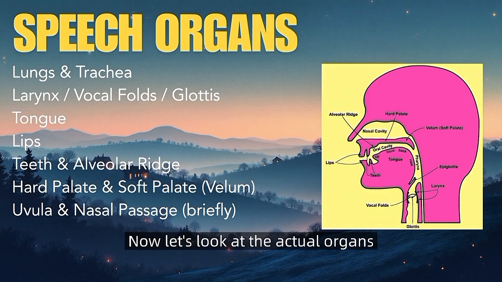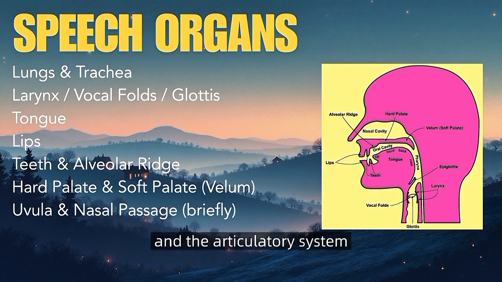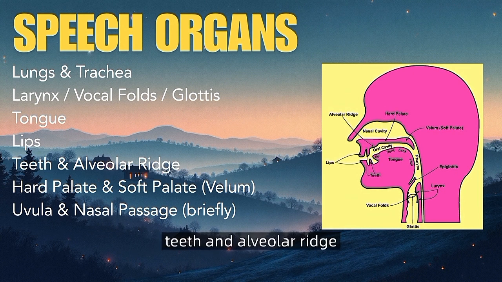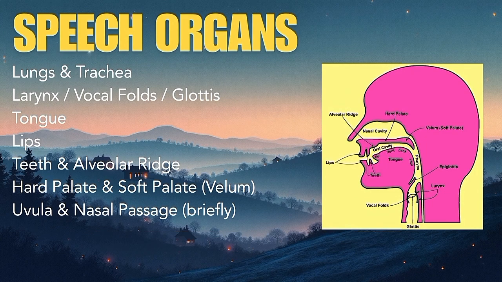Now let's look at the actual organs. These can be divided into a few categories: the respiratory system, the phonatory system, and the articulatory system that shapes the sound. Here are the main organs we'll cover: lungs and trachea, larynx, tongue, lips, teeth and alveolar ridge, hard and soft palate, and then the uvula and the nasal passage.